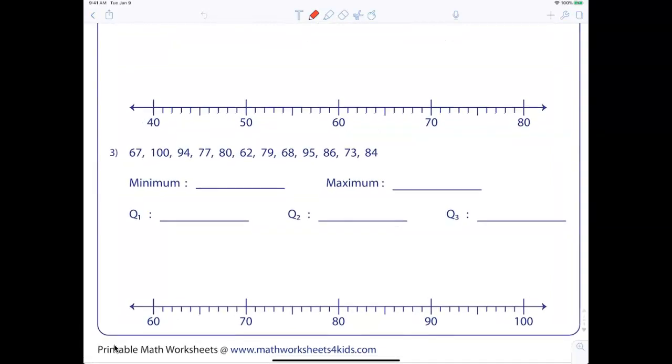All right, I want someone to tell me the lowest. 62. All right, thank you. And then what's the largest? 100. It looks like 100 to me. Is everybody happy with that? All right. Now, I want you to write out small to large, please. It's much easier if you just write out small to large.